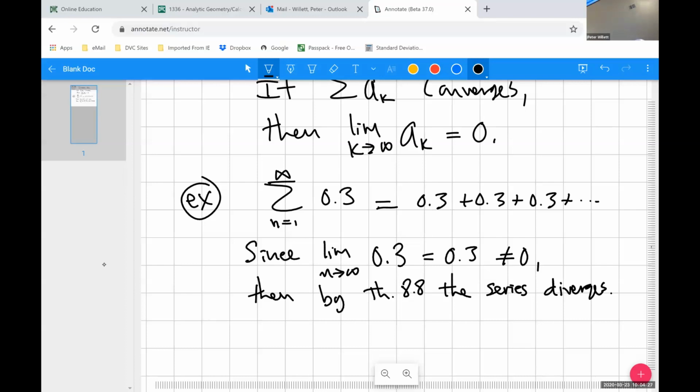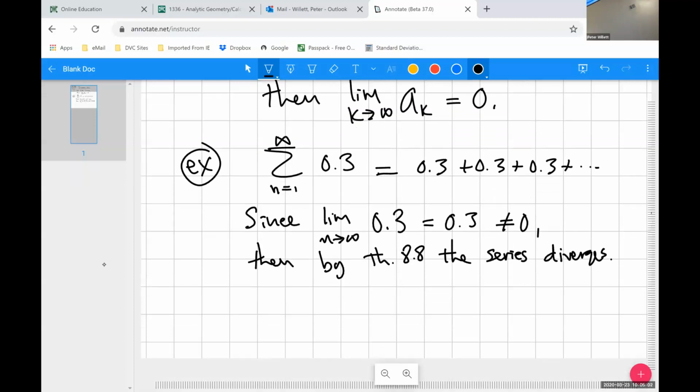Now, if the limit of the terms does go to 0, then this test does not help us. And that's why our first two examples are good to look back at, because they show us that. In both of our first two examples, the terms went to 0. The limit of the terms was 0, but one converged and the other diverged. So if the limit of the terms is 0, this test tells us nothing. But if the limit of the terms is not 0, then this test tells us the series must diverge.